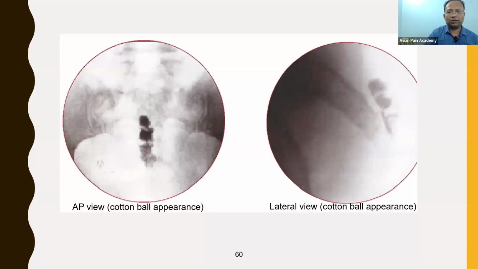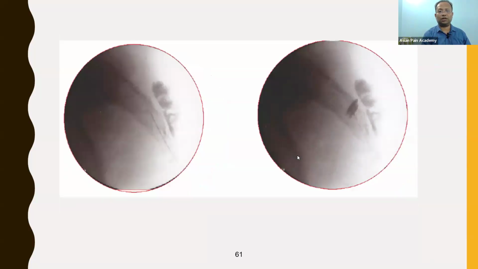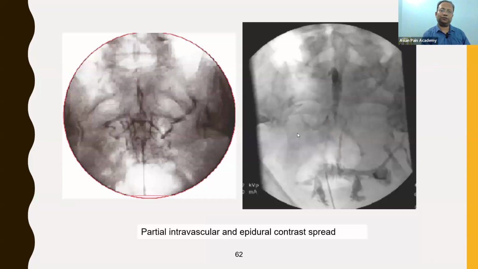Cotton ball appearance. This cotton ball appearance means, as I told you, the needle can go and you can feel a loss of resistance over the sacral bone. And here, after giving, someone has given some contrast, and this is in the muscle plane. So this is above the epidural space, and this cotton ball appearance is not correct. Now it has been repositioned again, and you can see now it is in the epidural space.